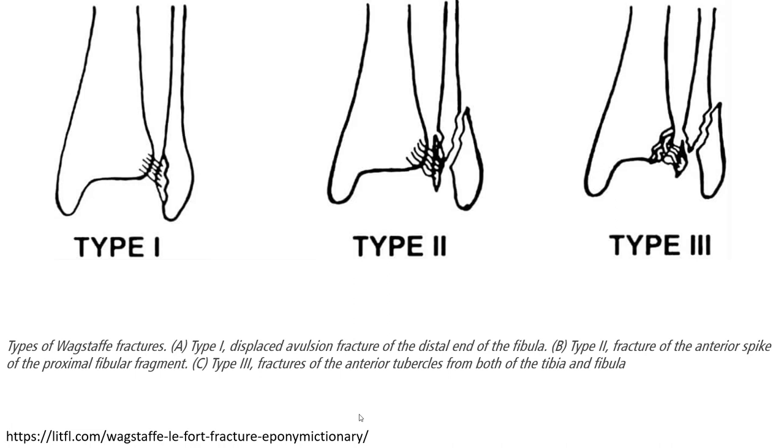There are three types of Wagstaffe fracture. Type 1, displaced avulsion fracture of the distal end of the fibula. Type 2, fracture of the anterior spine of the proximal fibula fragment. Type 3, fracture of the anterior tubercle involving both the tibia and fibula.